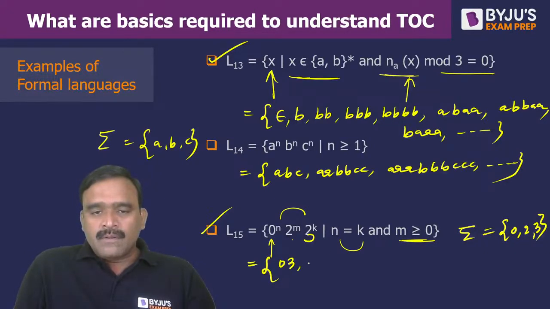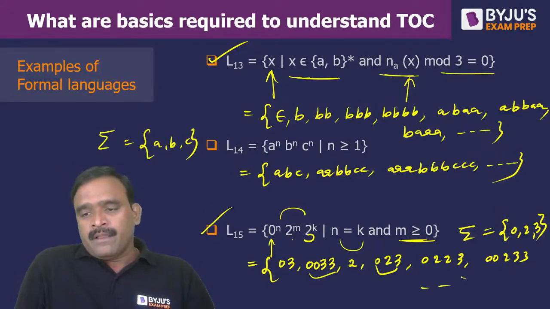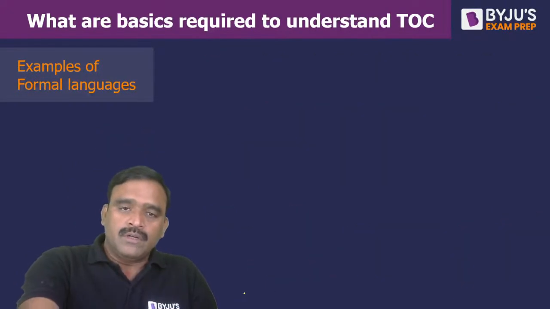So 0, 3 possible, 0 0 3 3 when n is equal to k is equal to 2. And if nothing is defined for n and k, minimum 0 also we can take. M value 1, n value k value 0, we can get single 2, and 0 2 3 also possible, 0 2 2 3 also possible, 0 0 2 3 3, but only condition is number of zeros and number of threes must be same. In between 0 or more 2's are possible.